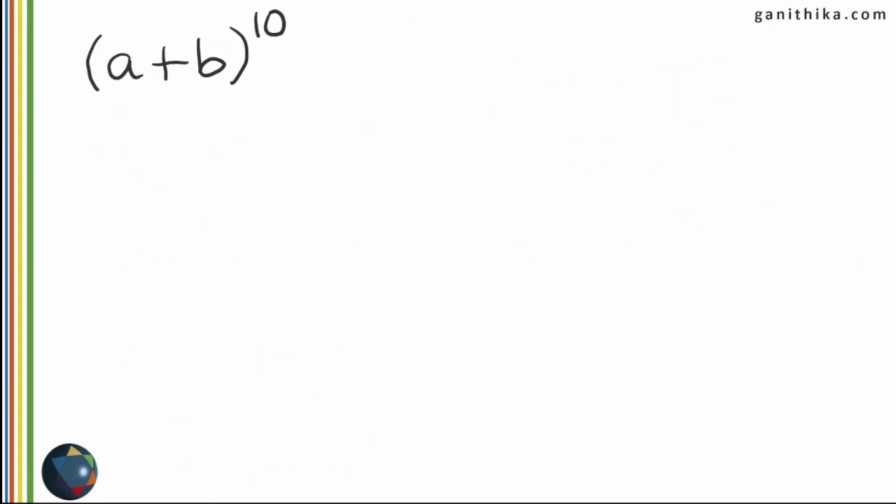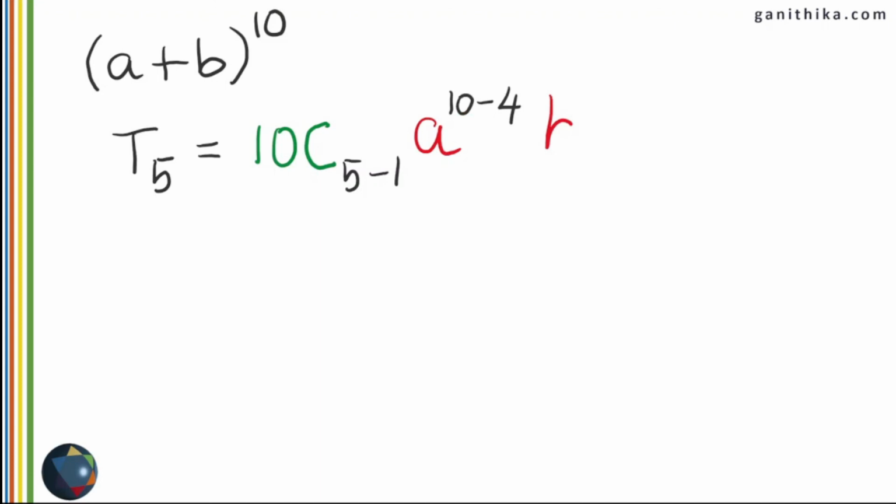Let's see the expansion of (a + b)^10. Find the fifth term in this expansion using the previous concept. So you will have 10C, one number less than 5, a to the power of 10 minus 4, and b to the power of one number less than 5, which will be 10C4, a^6, b^4. This will be the fifth term in the expansion of (a + b)^10.